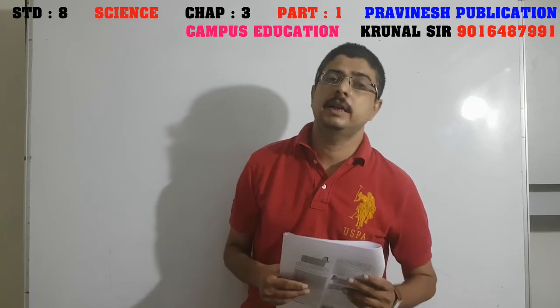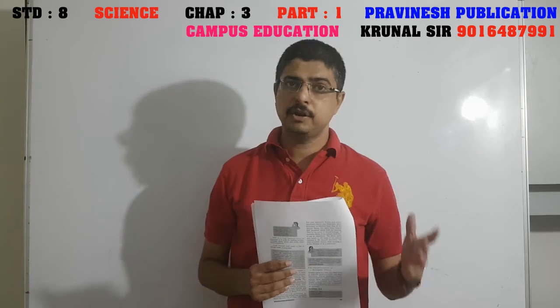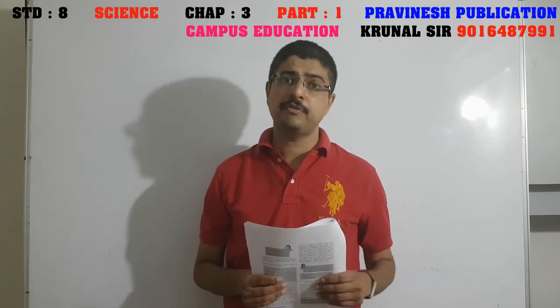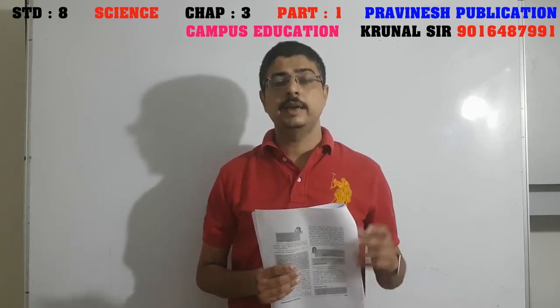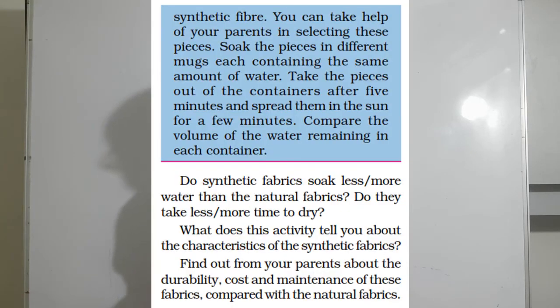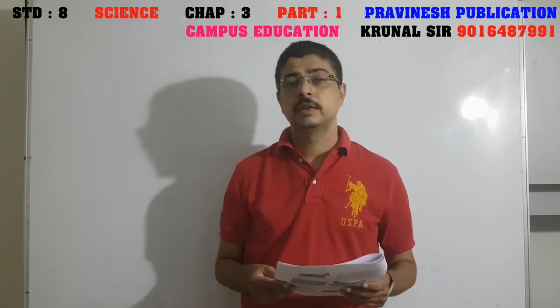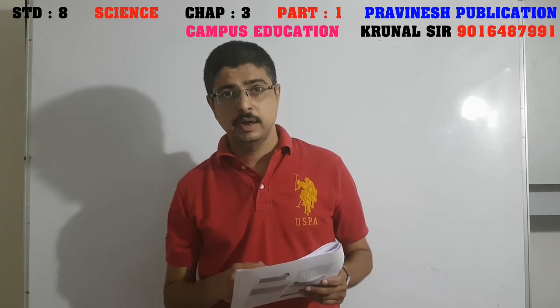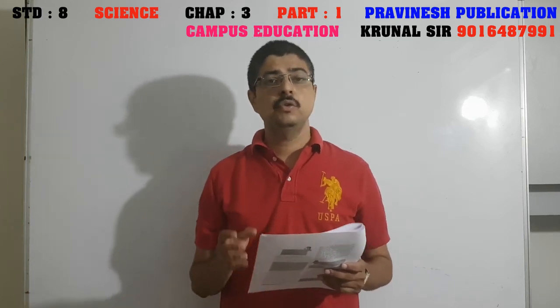Friends, in this activity, you can observe that we have taken the two fibers, natural fibers and synthetic fibers. Natural fibers soak more water, and synthetic fibers soak less water. That's why whatever raincoat or umbrella we make is only from synthetic fiber, not from natural fibers. Do synthetic fibers soak less or more water than the natural fiber? Do they take less or more time to dry? Here, friends, synthetic fibers soak less water and take less time to dry.